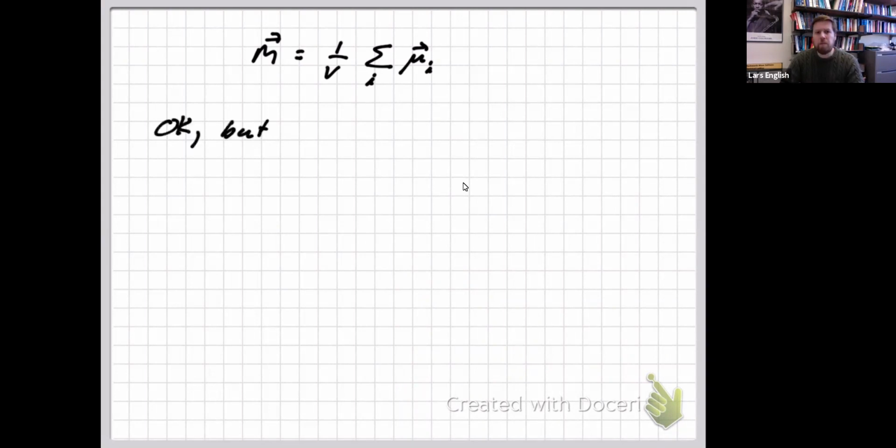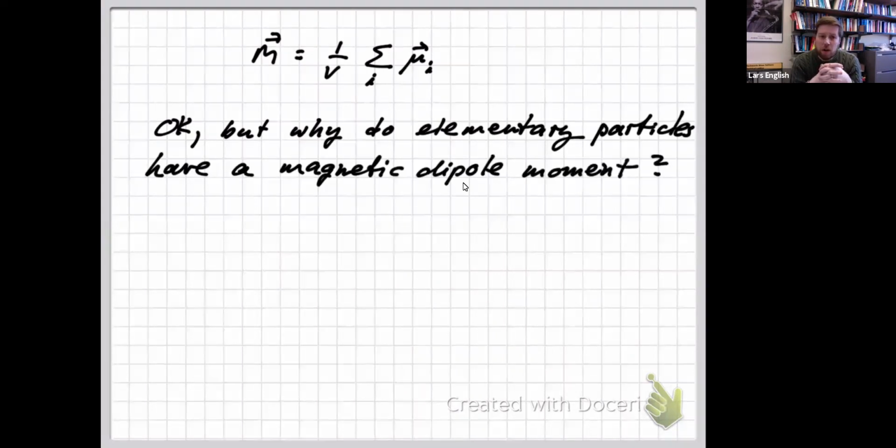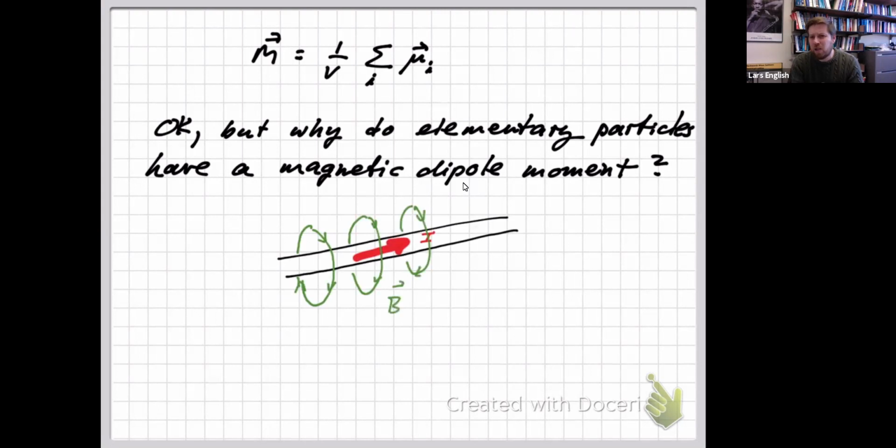Okay, so the next question in your mind then is, why do elementary particles have a magnetic dipole moment? And so we said the origin of macroscopic magnetism that we can measure is the microscopic mu's, but what is the origin of that microscopic mu? Okay, so we chase it down a level further. And here we can start from, again, introductory physics. As you remember, we have here a current carrying wire.